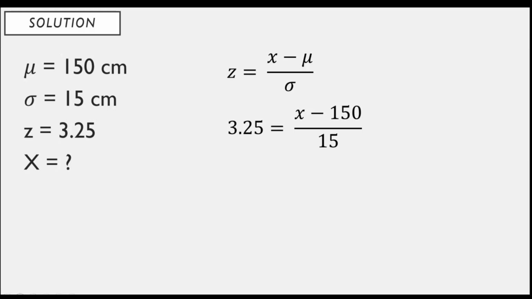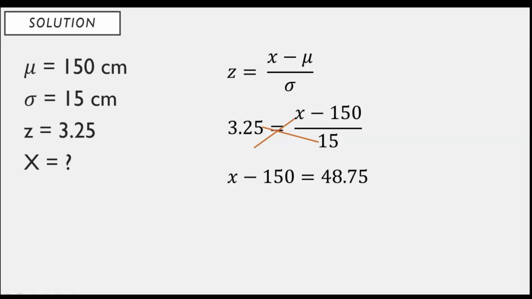So we need to multiply x minus 150 times 1 and 3.25 times 15. That would be x minus 150 times 1 is x minus 150, and 3.25 times 15 is equal to 48.75. So we need to combine like terms to find the value of our x.